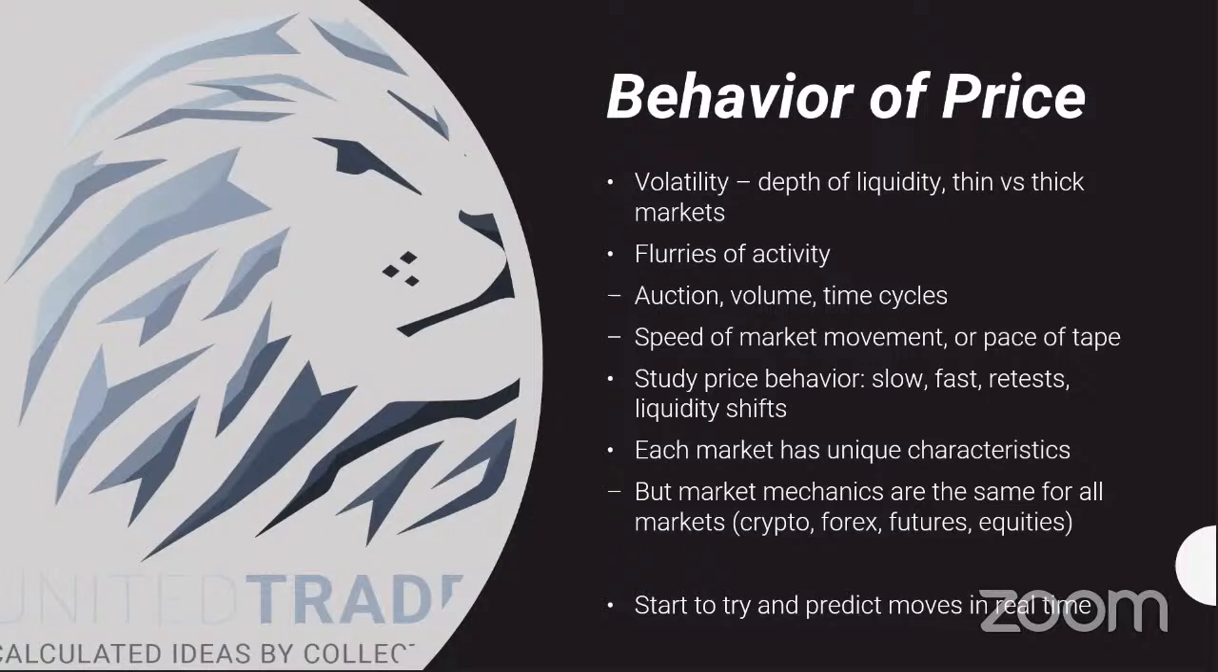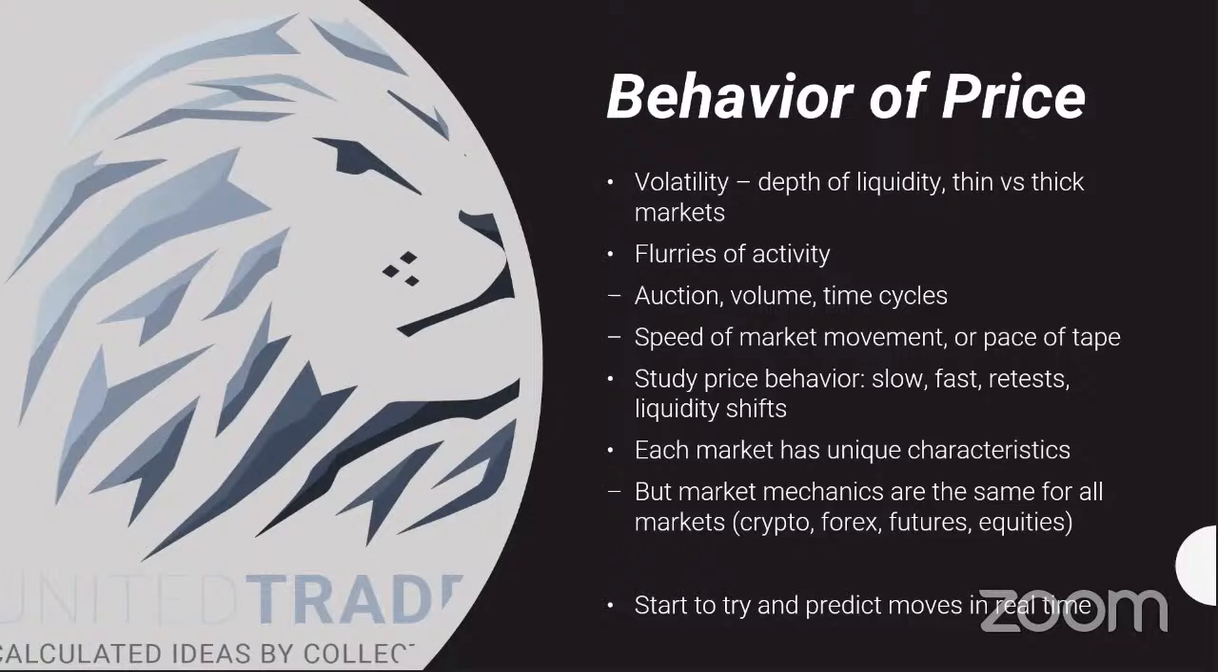You want to study price behavior. Is price changing slowly, fast? Is it retesting prices? Is liquidity shifting? And that's kind of what you want to see when you're looking at your price ladder or at your heat map, your order book, whatever you want to call it. That's what you want to look at. How is liquidity shifting? How is price moving? Is it moving slow or fast? And what areas are being retested?